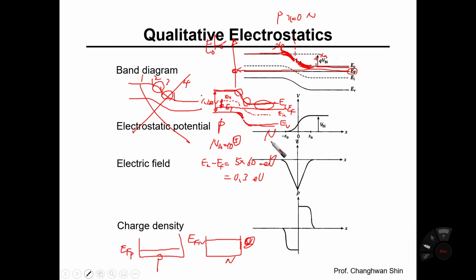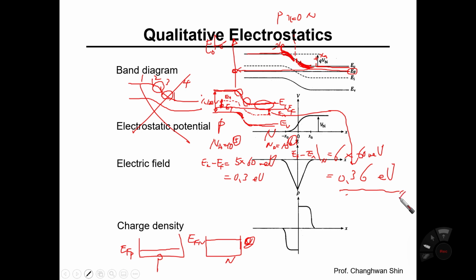What about the N side? Let's say donor concentration is 10 to the 16. Then EF minus EI on the N side is 6 times 60 milli electron volt at room temperature. So this energy difference is 0.36 electron volt.